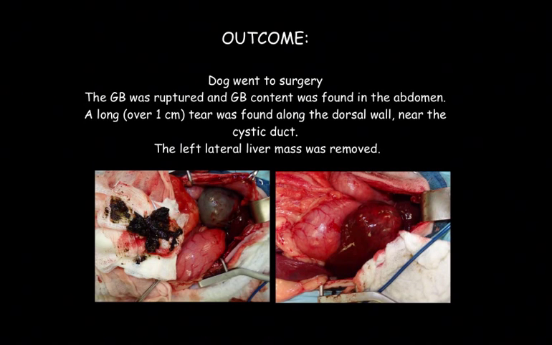At the opening of the abdomen, a moderate amount of black jelly-like substance was found and represented part of the gallbladder content extruded from a tear noted near the cystic duct. A cholecystectomy was then performed. Thereafter, the left lateral liver mass was exteriorized and removed.